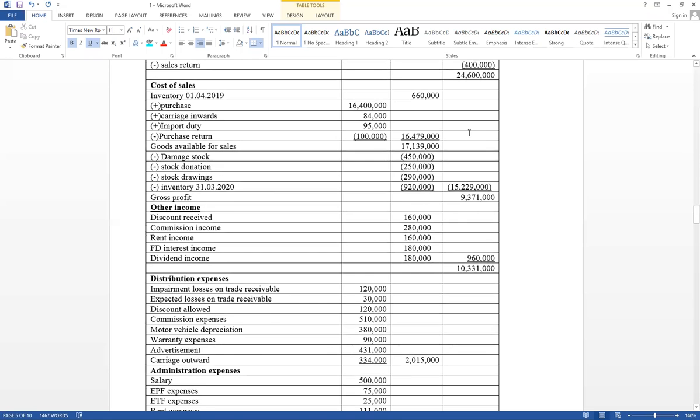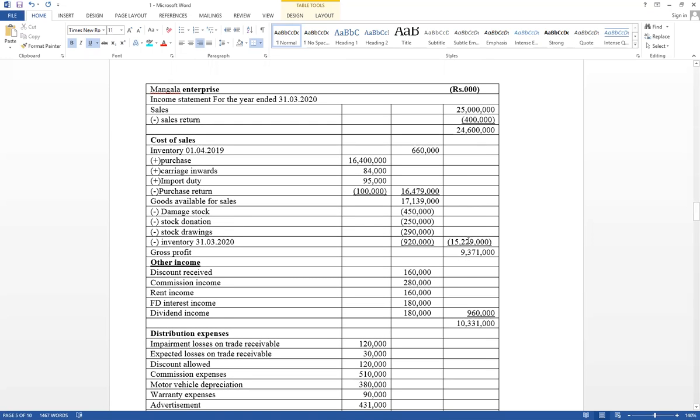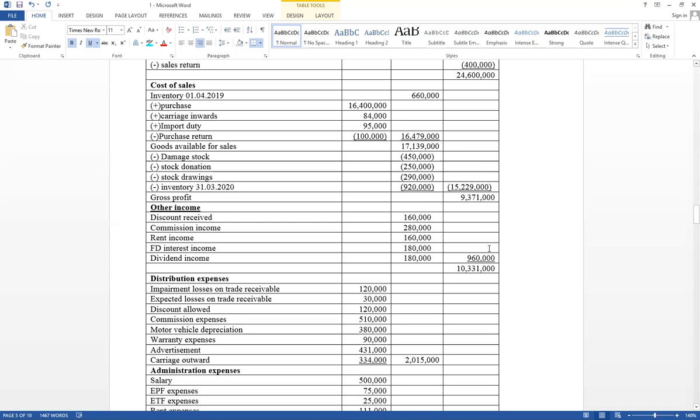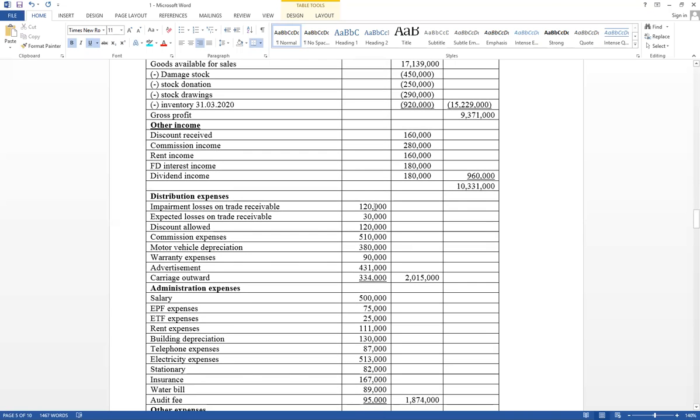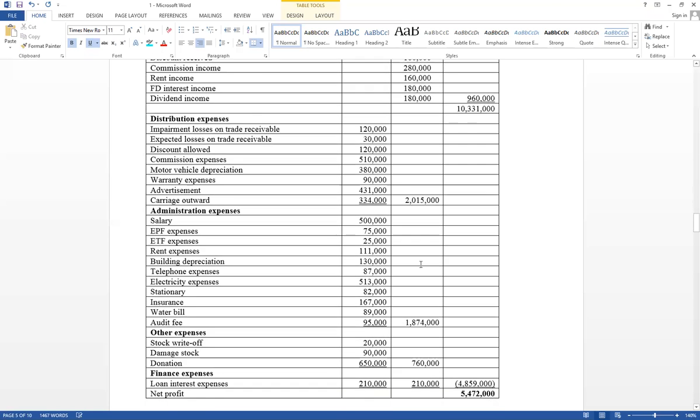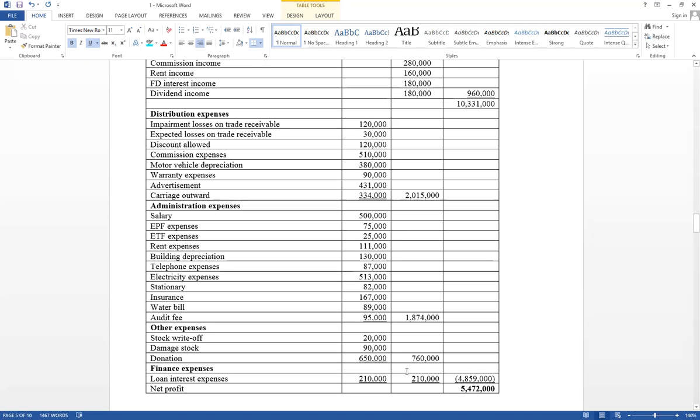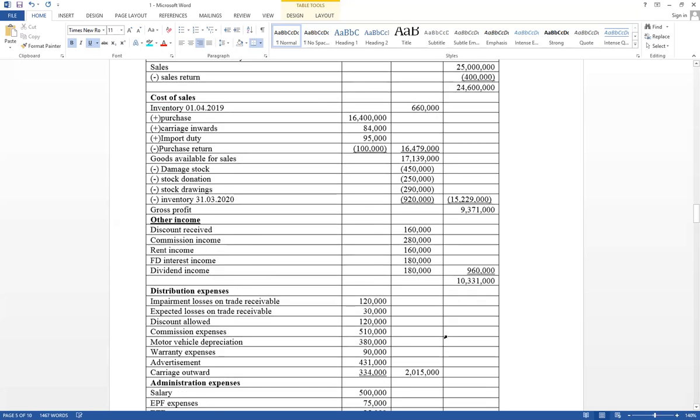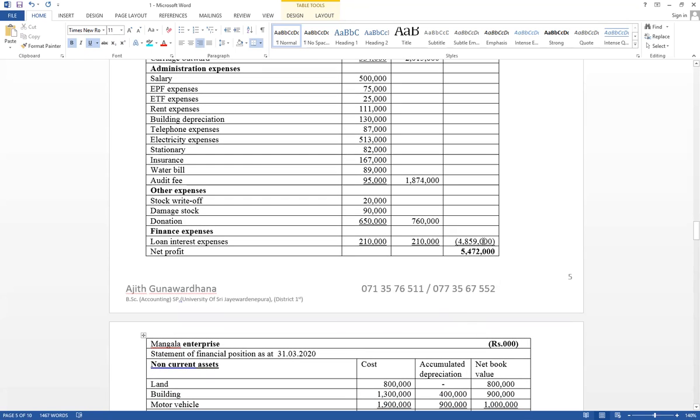And then gross profit can be calculated. Sales minus cost of sales equals gross profit, plus other income, total value here. Then gross profit plus other income, take the answer here. Then total expense should be included in the second column. Total expense. Then take the total expense: administration, distribution, other, finance. Then net profit can be calculated.